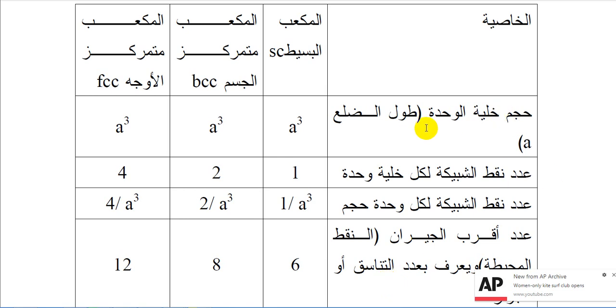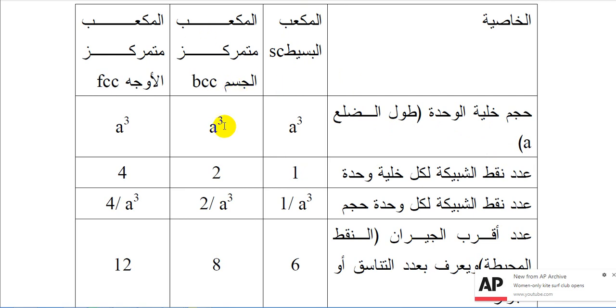So the size of the unit cell here, as you can see, is given by the lateral length A. Size of the unit cell is denoted by the lateral length A. يعني حجم خلية الوحدة المكعبة في المكعب البسيط A تكعيب. In the simple cubic it is A cubic. يعني في المكعب البسيط A تكعيب, A cubic.